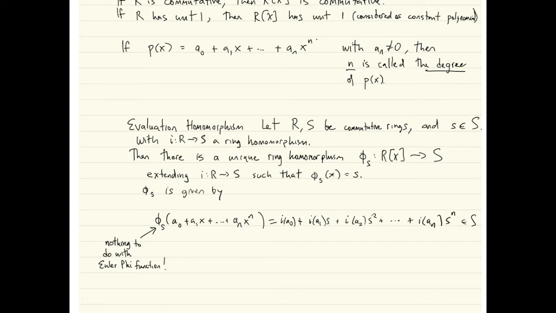And then the A0, A1, and AN, they're in R. We want them to land inside S, and sometimes this is just an inclusion. R is naturally a subring of S, but it doesn't have to be. And then you just send the coefficients A0, A1, AN into S by this map. We'll do an example on the next slide. But the reason this is called an evaluation homomorphism is just because we're evaluating this polynomial at X equal to this lowercase s. We're substituting s for X.